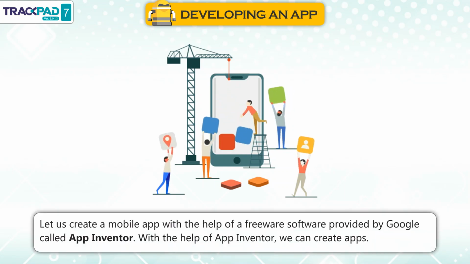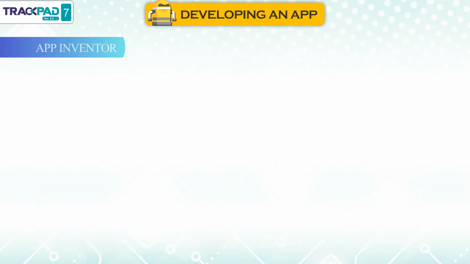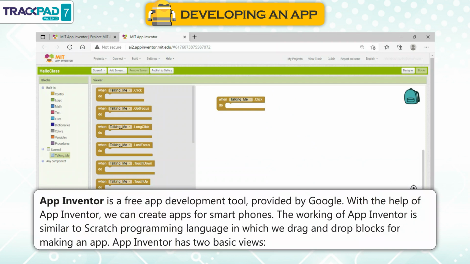Let us create a mobile app with the help of a freeware software provided by Google called App Inventor. With the help of App Inventor, we can create apps. App Inventor is a free app development tool provided by Google. With the help of App Inventor, we can create apps for smartphone. The working of App Inventor is similar to Scratch programming language in which we drag and drop blocks for making an app. App Inventor has two basic views.